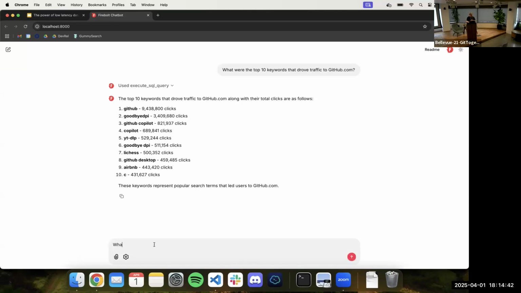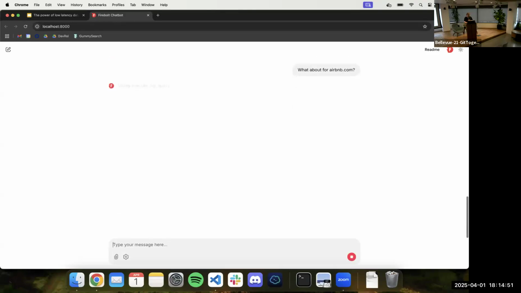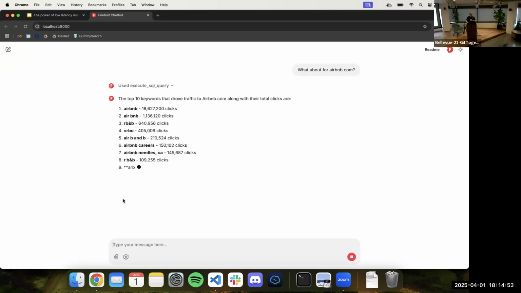We can do this again for Airbnb.com, because for some reason, when we're searching for Airbnb, we end up on GitHub. And here we see an entirely different set of data. So when we're looking for Airbnb.com, our chatbot's going to tell us, yeah, most people, when they're looking for Airbnb.com, search Airbnb. It makes sense. Sometimes they put a space in between. I'm sure someone who works for Airbnb would love to set the record straight and make it clear that there is no space. Our third search is Airbnb.